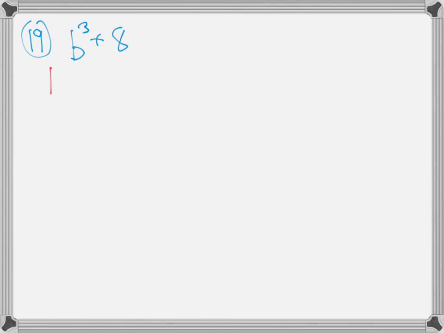Well, b cubed, that's pretty obvious, b times b times b. And what about 8? How's 8 a triple? What times itself 3 times is 8? 2, huh? That's 2 times 2 times 2. 2 times 2 is 4, times 2 is 8, huh? So that's what I call a triple-triple.